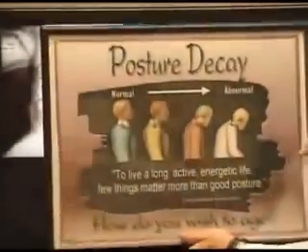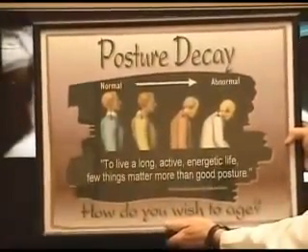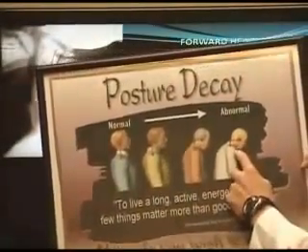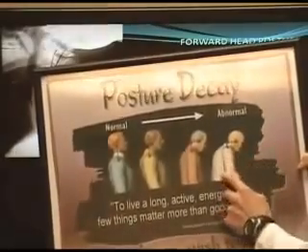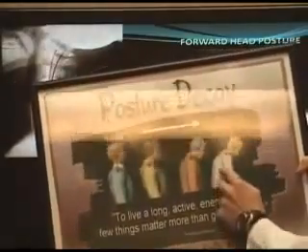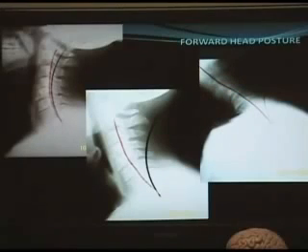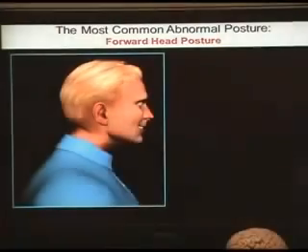This is posture decay. You can see normal would be like this guy here. This is somebody moving into poor posture, and then this is somebody that has completely lost the normal position of their spine, and that's what it looks like on X-ray. These types of patients have poor energy. They just don't function well because their head goes so far forward. So this is an example of forward head posture.